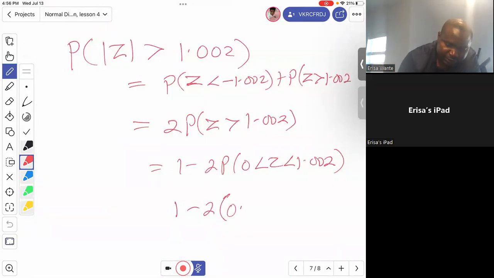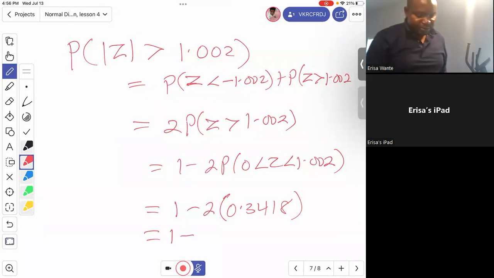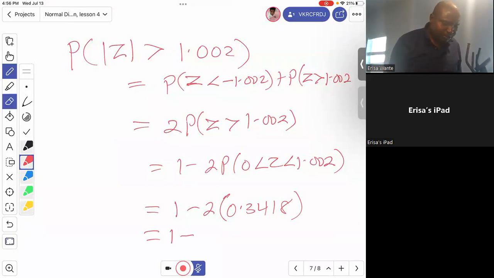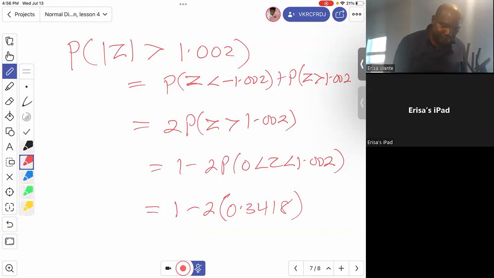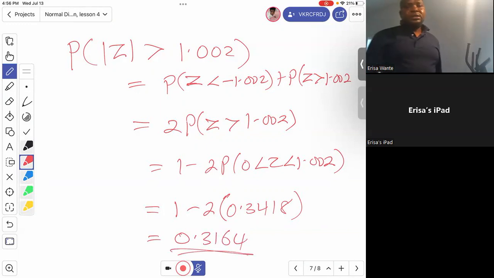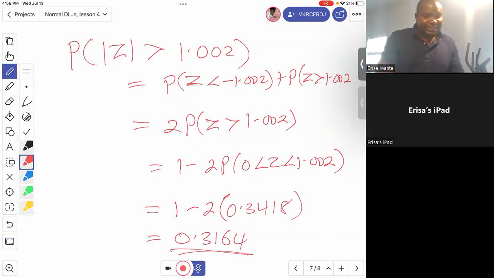So it is 1 minus twice 0.3418. You go ahead and compute this, and that's the answer. You don't have to rewrite a lot of steps because this can be done at this stage. We know how to compute 1 minus twice 0.3418. The answer is 0.3164. So that's how we deal with this type of inequalities, magnitude of Z less than or magnitude of Z more than. That is it.